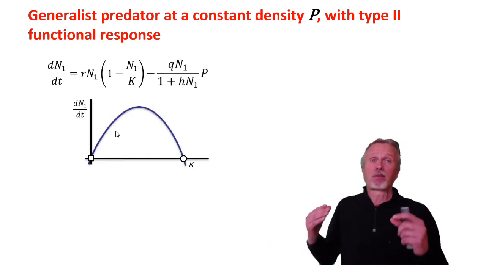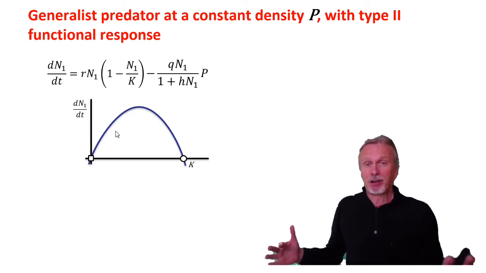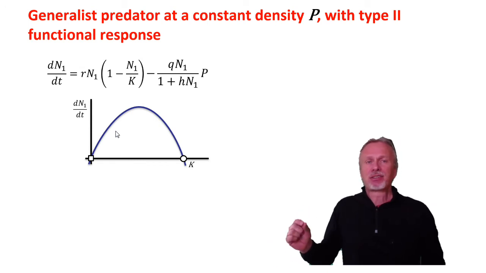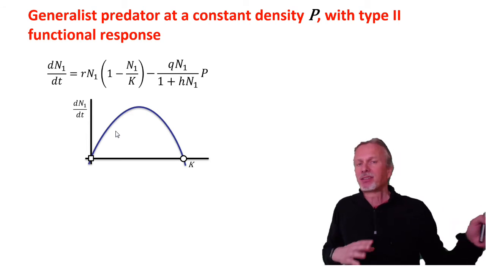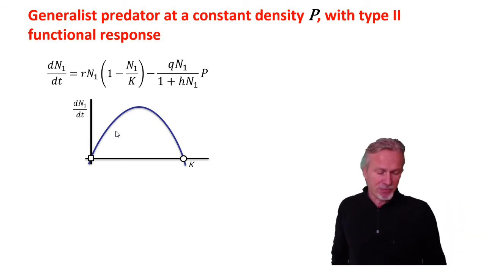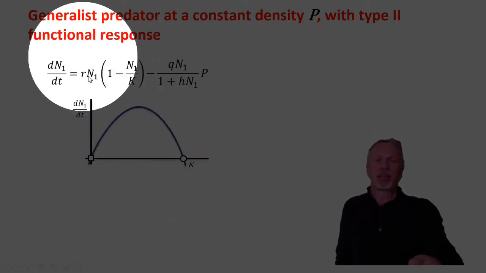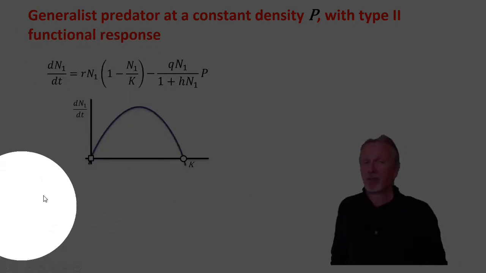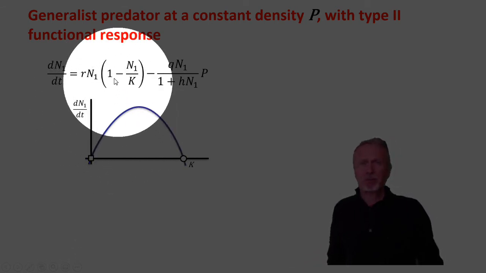It is basically only the first equation, where P is constant, and constant means your generalist predator has a wide diet, a wide range of resources, and so it does not really matter whether the density of N1, our prey, is high or low. Its abundance is fairly constant in time. The curve that I represented here is the parabolic logistic term that we learned in the previous classes. Basically it's the rate of change of the population without predation.